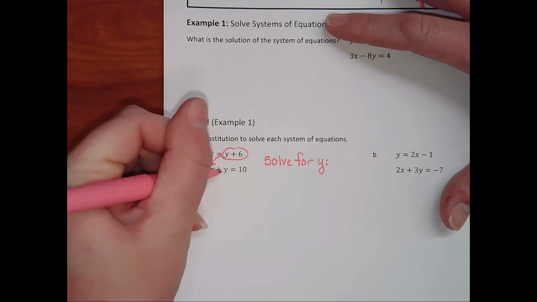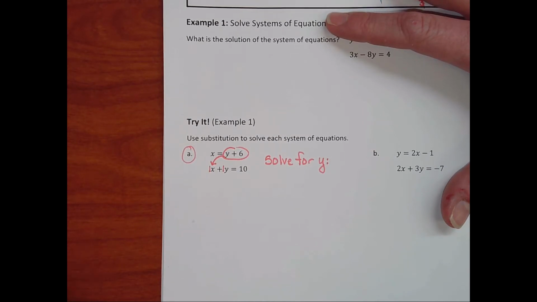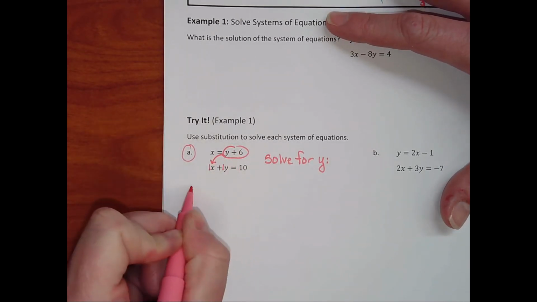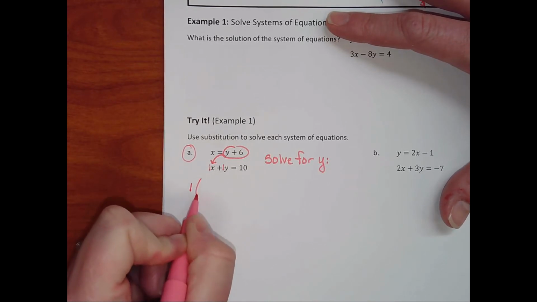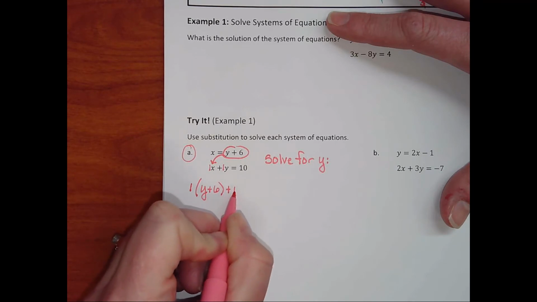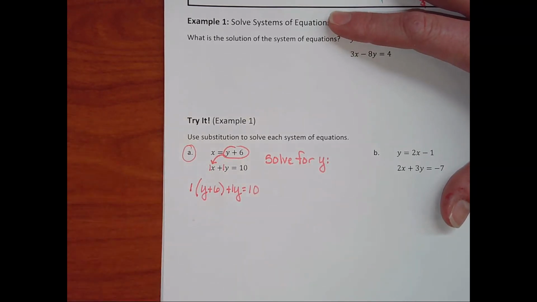In front of this y right here is a 1. They don't write it, but just in case you didn't remember that, there is a 1 actually written there. So when I take the y plus 6 and substitute it in, I technically get 1 parentheses y plus 6 plus y, or 1y, equals 10. This one's a little bit more involved because now we have parentheses.